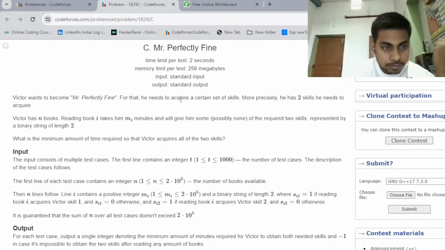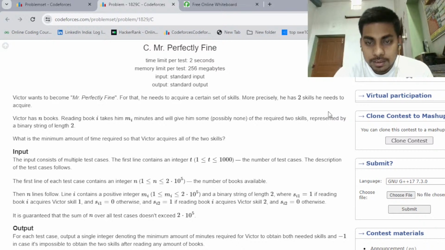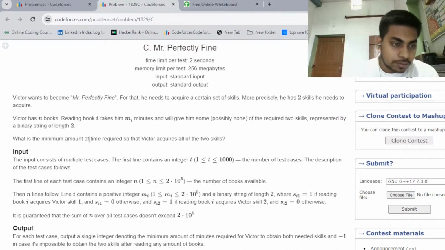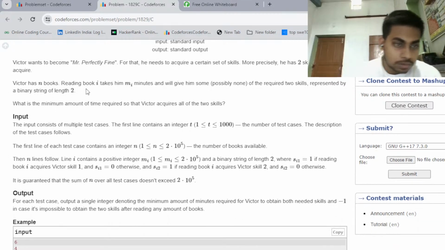Victor wants to become Mr. Perfectly Fine. For that he needs to acquire a certain set of skills. More precisely, he has two skills that he needs to acquire. So Victor has n books.